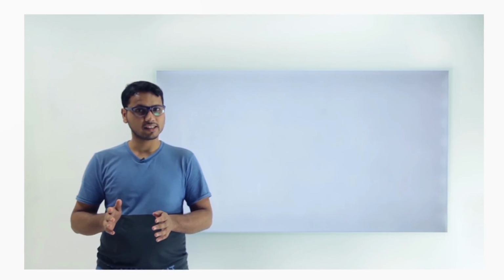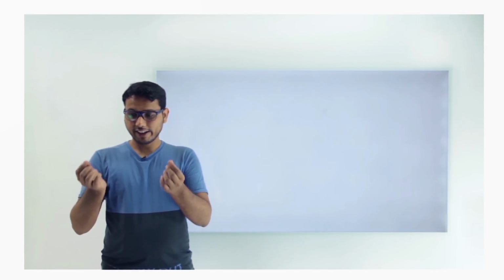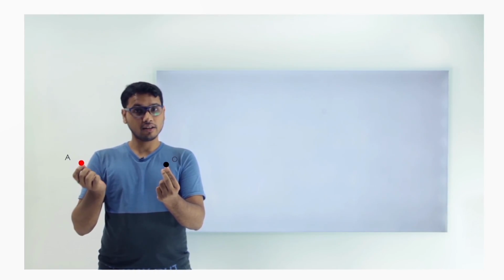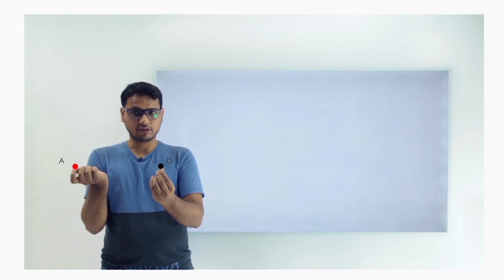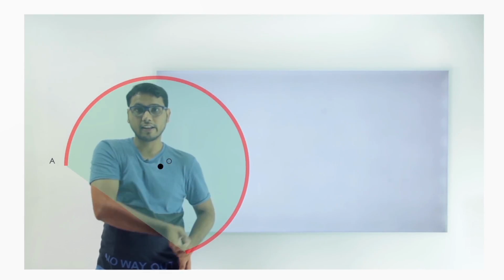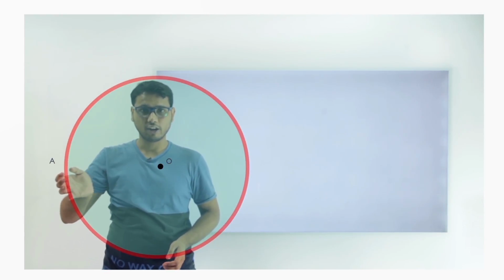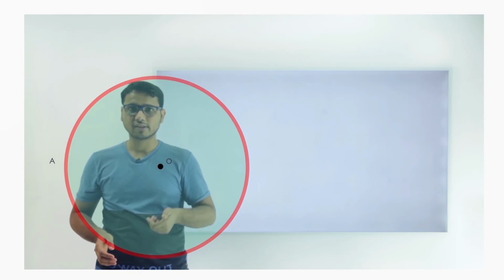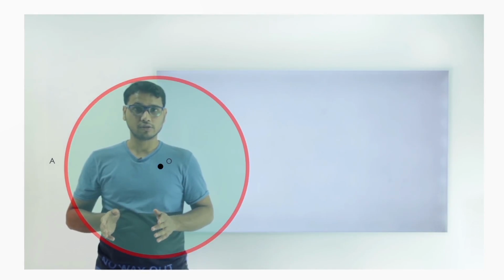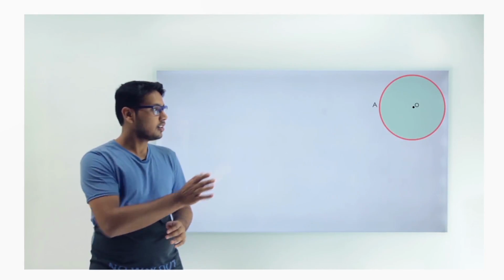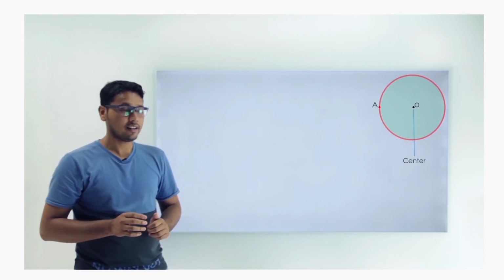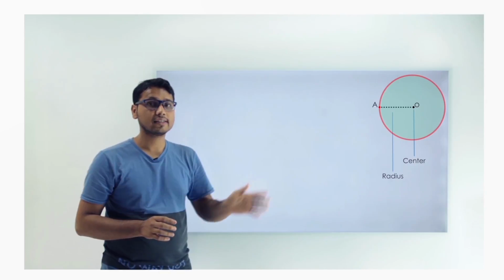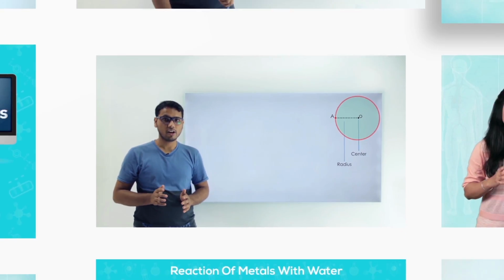So let us first discuss what a circle is. Now if I take this distance and keep this point fixed and rotate this hand, what you will find out is that I'll get a circle. You will find out that the distance from this fixed point to all the points of this circle is the same. So this fixed point is known as the center of the circle and the fixed distance from this point to the circle is the radius of the circle.